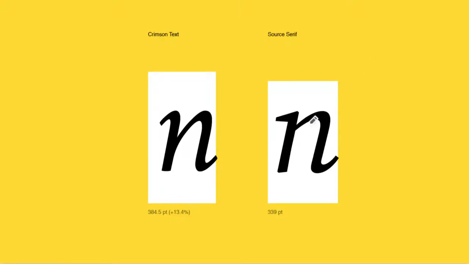Which I think makes sense. There's a certain rigidity, a certain more rigidness in the Source Serif design decisions so far versus the more organic, smooth feelings we're seeing from Crimson Text at this time.